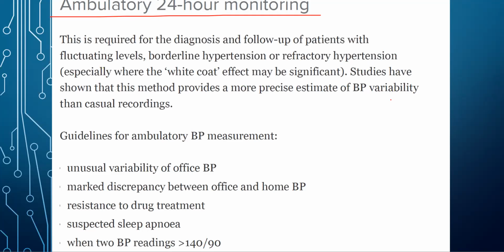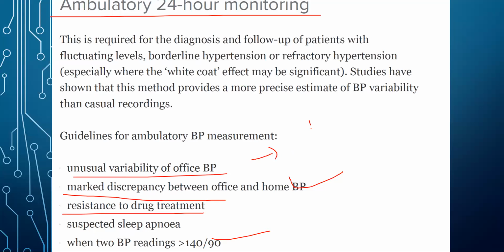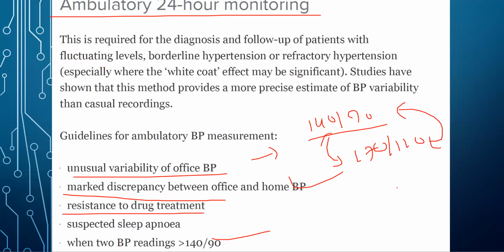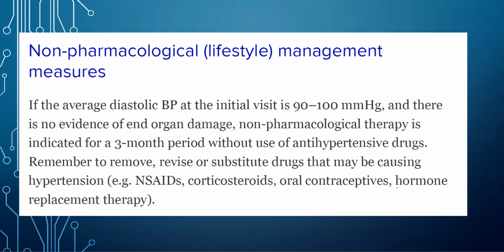So the patient will have the blood pressure monitor attached and they will do their usual stuff. And throughout the 24 hours, that device will record the patient's blood pressure. And that's how we can say what is the average blood pressure for the patient. Okay. So if there is a marked discrepancy between home BP and office BP, then you should do it. Also resistance to drug treatment, 2 readings above 140/90, or unusual variability of office BP, like the first session you got 140/90, the second time you got 170/110. So it's very unusual, within 3 months, if this happens. So in those cases, you can do this 24-hour ambulatory BP monitoring.